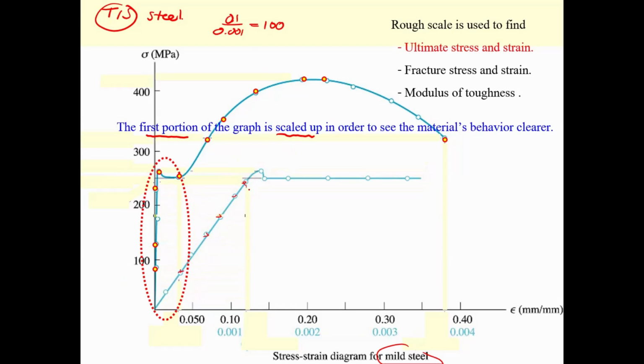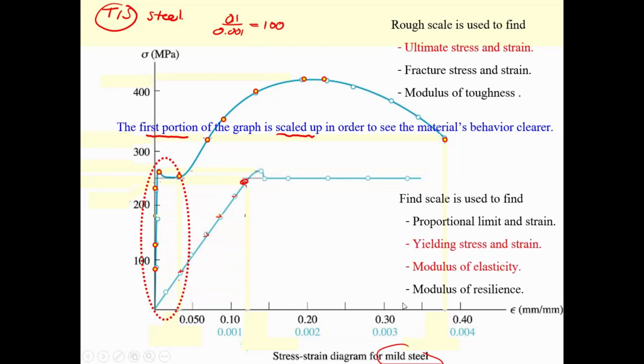Then there are some important points for you to determine. This is going to be your first point. That's going to be the proportional limit. Okay, that's going to be the proportional limit. Then if you project it, this is going to be sigma sub PL. And related to it, you may project it down, and then you read the scale below. That's going to be 0.0012. That's going to be the proportional strain.